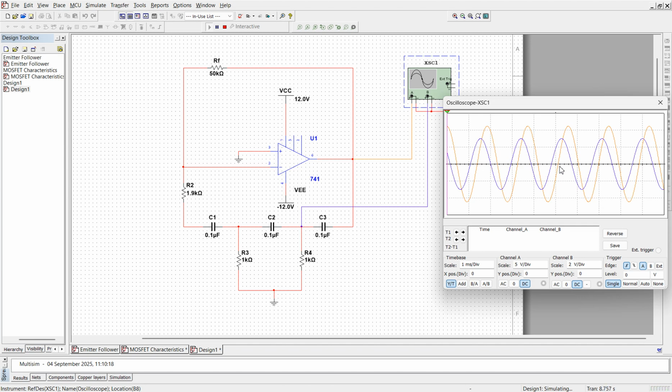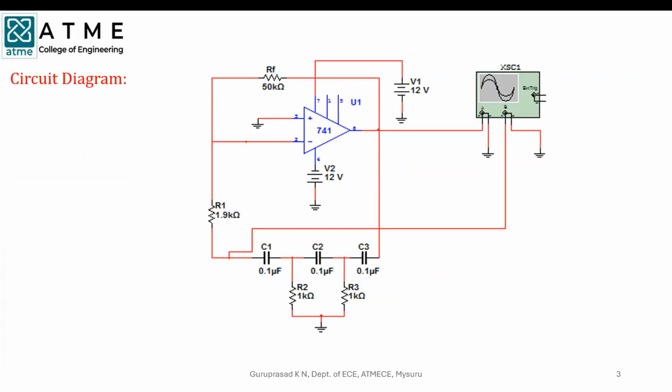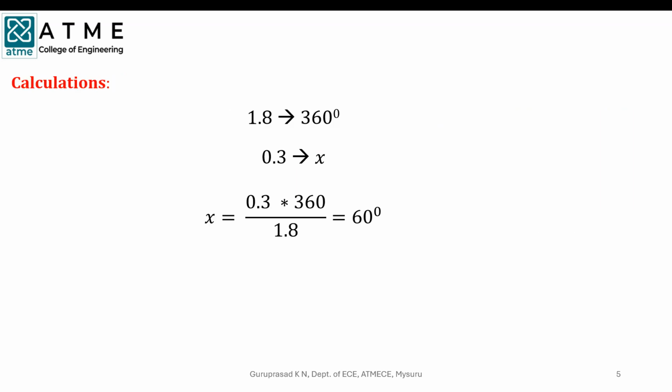So for 360 degree, it has taken 1.8 divisions. For 0.3 divisions, how many degrees? For 1.8 divisions, 360 degree. For 0.3 divisions, let me take it as x degree. So x equal to 0.3 into 360 by 1.8, that is equal to 360 degree. Sorry, 60 degree.